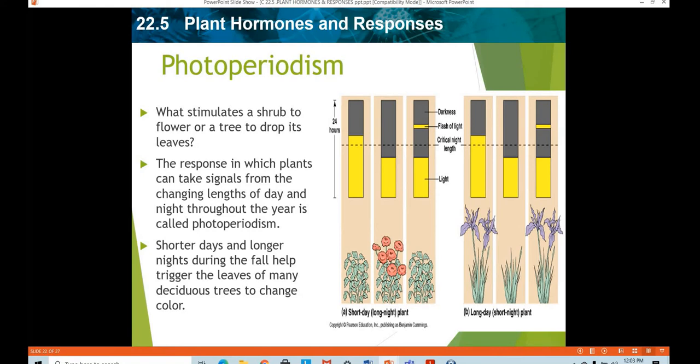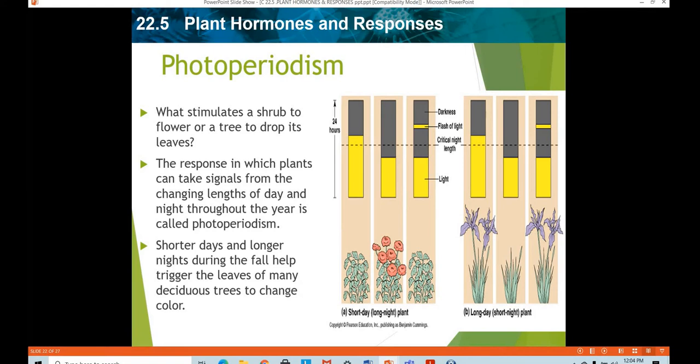Plants take signals from the changing lengths of day and night throughout the year. They react to the sunlight during the day and how it turns dark during the night. So this response is known as photoperiodism. The plants take signals from the changing lengths of the day and the night throughout the year, also depending upon the season. The length of the day is more during the summer and shorter during the winter. So they take note of all this and they react to it.